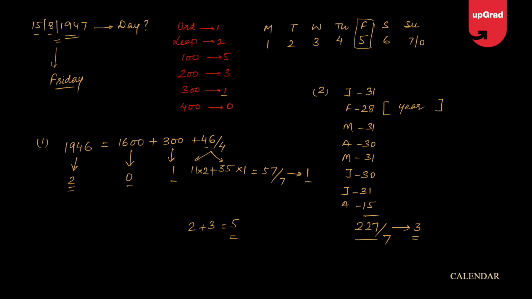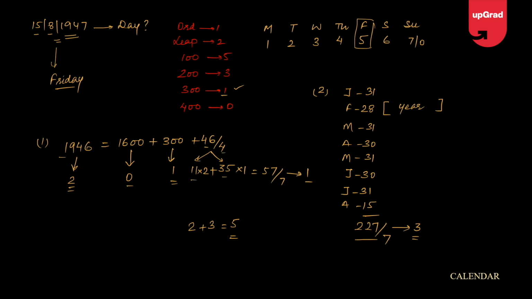Let me do a quick recap of this question before we take another question. So the question says 15th August 1947. I started with the previous years. Instead of 1947, I take 1946 because 1947 is the year which is running. So I split 1946 as 1600, 300 and 46. Why? Because 1600 is a multiple of 400, therefore it would give me 0 odd days. 300 years will have 1 odd day, and therefore it is 1. 46 years, some of them will be leap and some of them would be ordinary. To calculate that, I divided by 4. I got 11 leap years and 35 ordinary years.